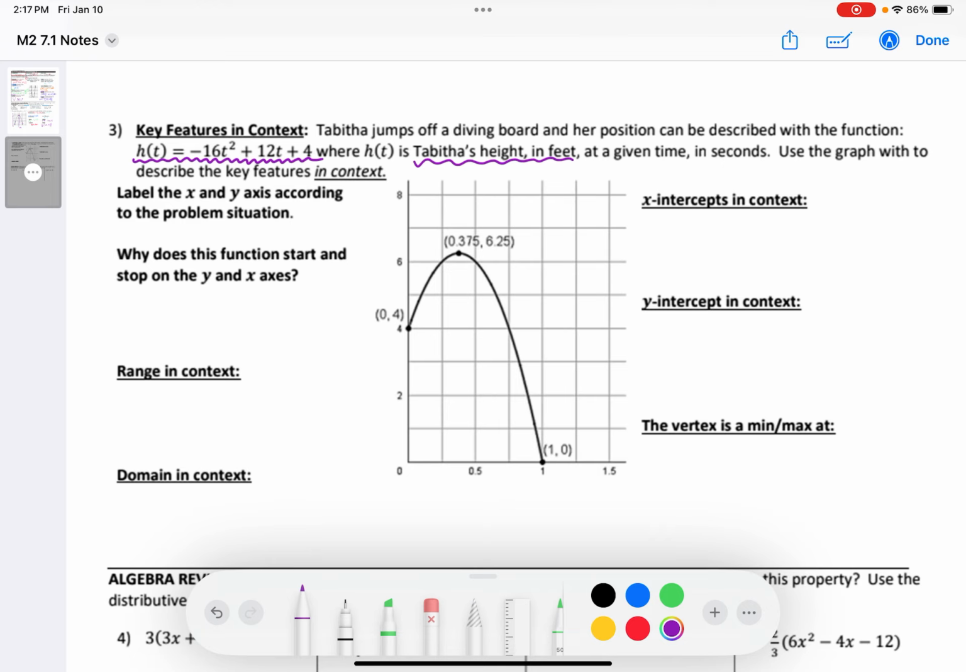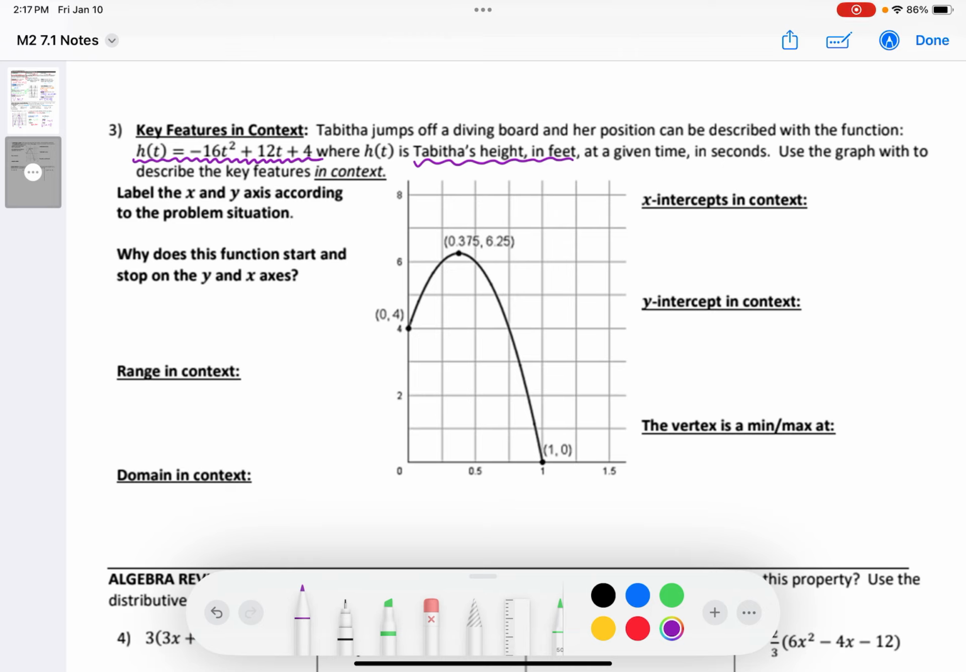Okay, so let's say, looking at this context, say this is Tabitha. She jumps off of here, she reaches this maximum height right here, and then she hits the water right there. So there is our context, our story problem. Let's label the x and the y-axis according to the problem situation.